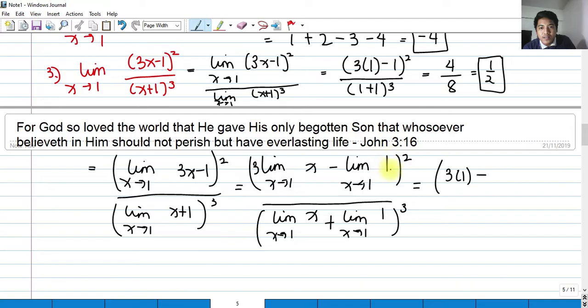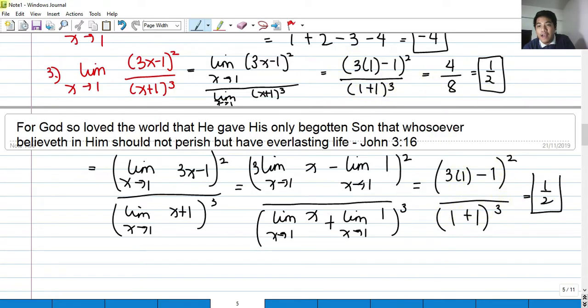The limit of a constant 1 is the constant itself, which is 1. And take note, this is squared. And the limit of x as x approaches 1 is simply 1 by property again. And the limit of 1 as x approaches 1 is 1, plus 1, because this is a constant, and the limit of a constant is the constant itself. So as you can see, we have arrived at the same solution here as here. So our answer in this is still 1/2.